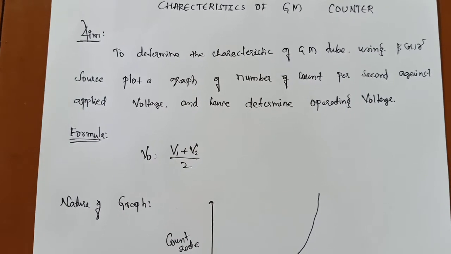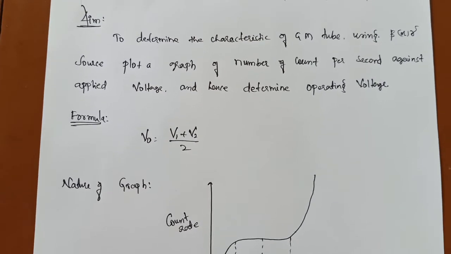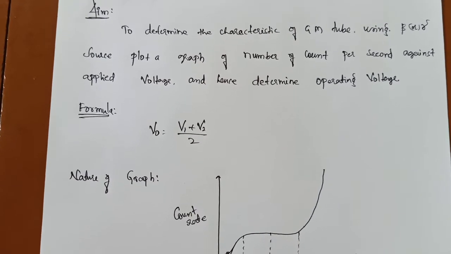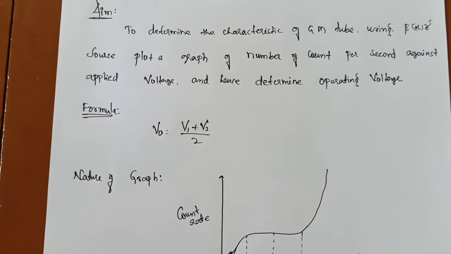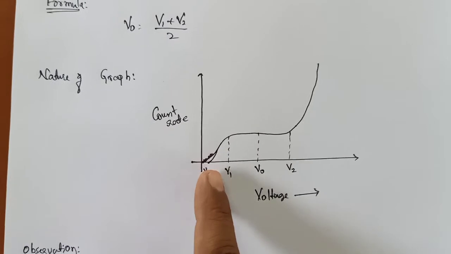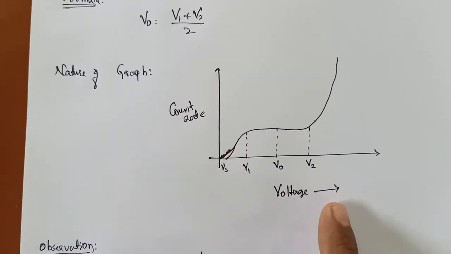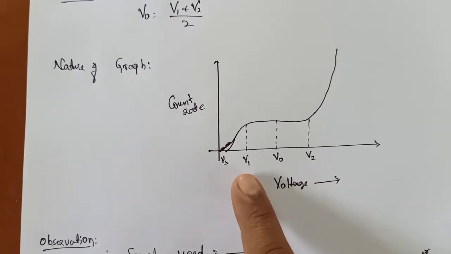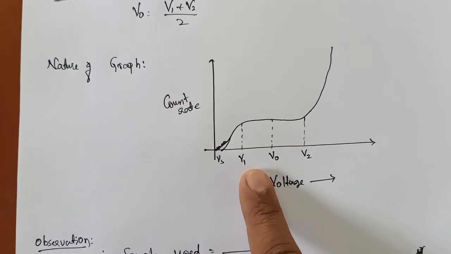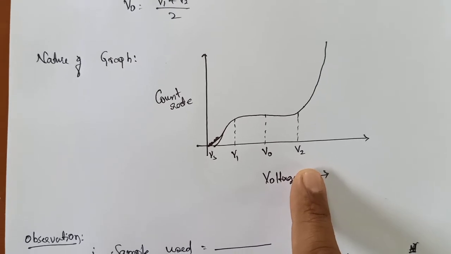The formula is V0, that is the operating voltage, equal to (V1 + V2) divided by 2, where V1 is the plateau starting voltage and V2 is the end of the plateau voltage. In the graph we can see the nature of the graph. Along the y-axis we are taking the count rate, along the x-axis we are taking the voltage. Vs is known as the starting voltage, V1 is the plateau starting region, V0 is the operating voltage, and V2 is the end of the plateau.